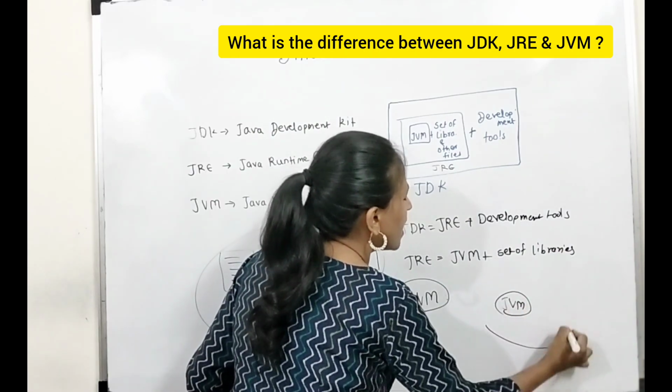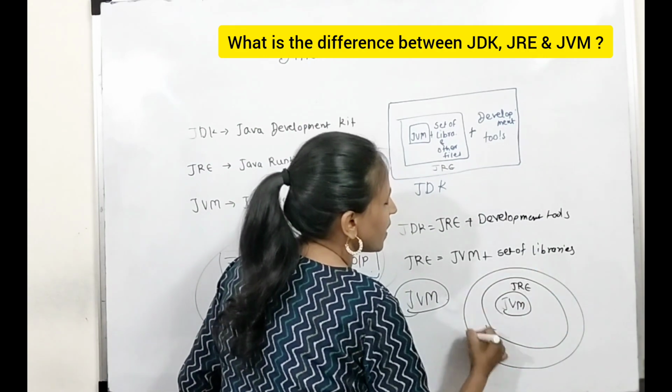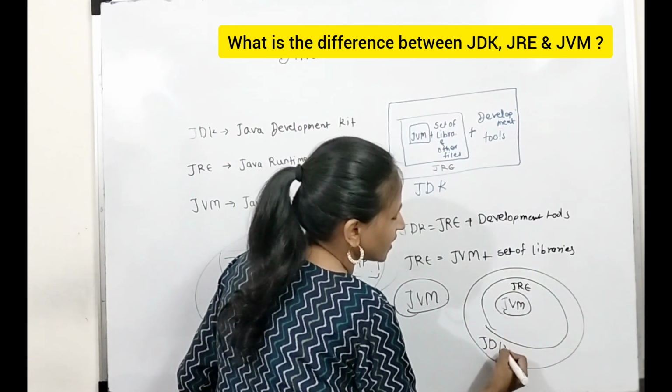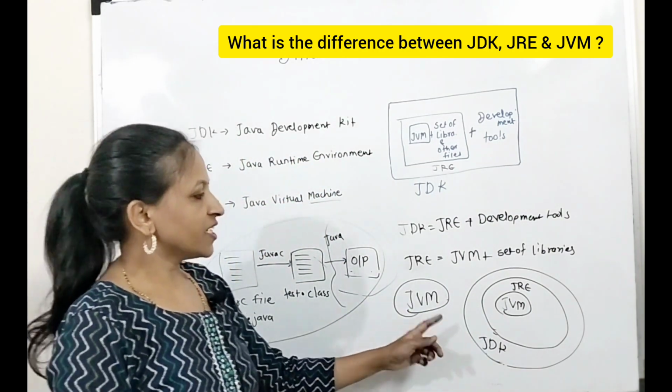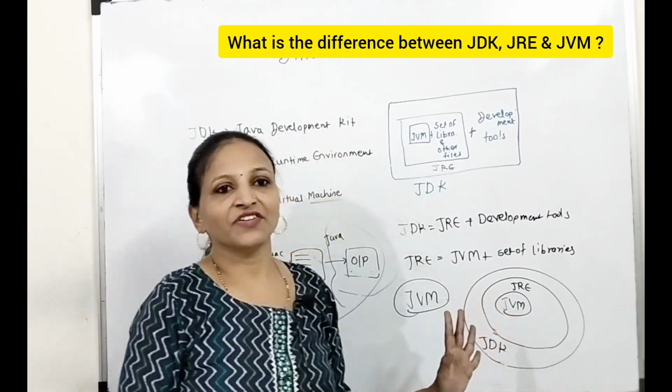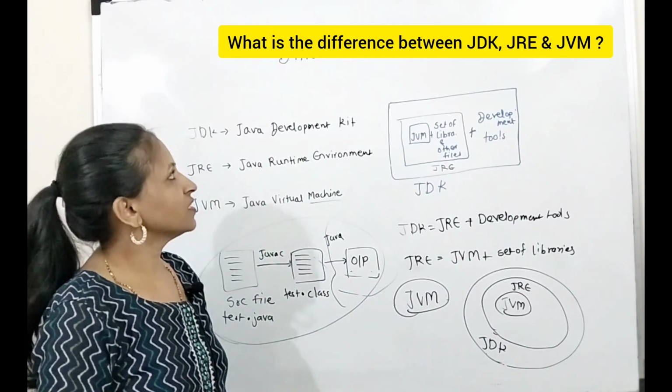JVM is a part of JRE and JRE is a part of JDK. In this way also you can represent the linking between JDK, JRE and JVM. Getting it? That's it about this difference.